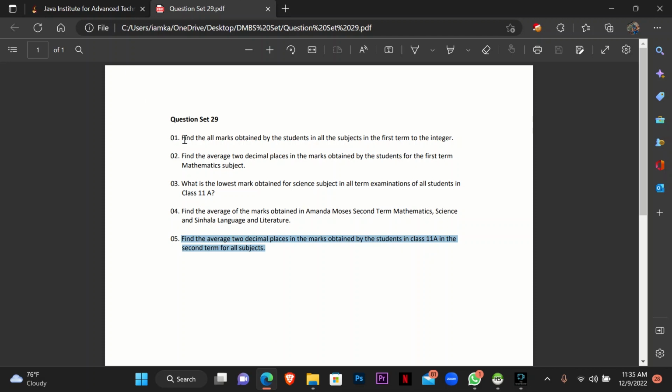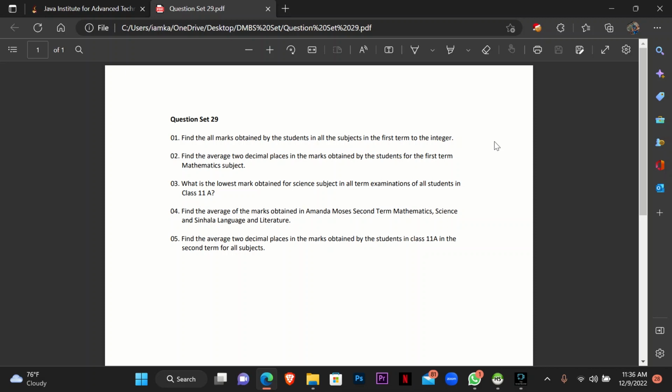Now the first question asks: find the overall marks obtained by the students in all the subjects in the first term to the integer. Before going to the question, if you have any doubts about the DBMS question series, just watch the channel and get an idea. If you do not know about the question sets, just watch question set 20 and get an idea about what is going on in this question series.